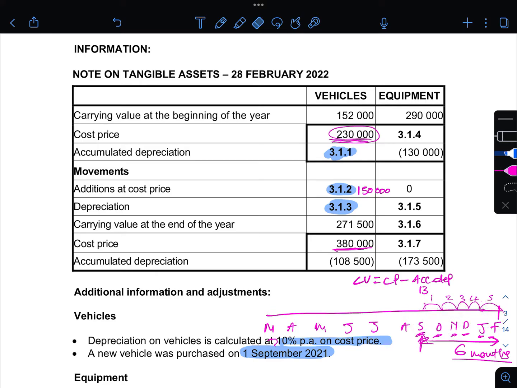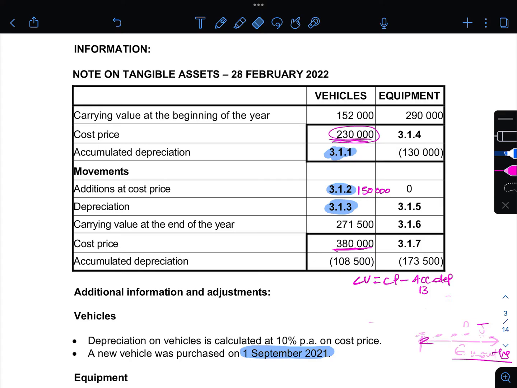Okay, let me just simply remove all of this, so that we can continue working on a clean space. So it's 130,000 here, accumulated depreciation. Your cost price we don't know, but your carrying value you're given, 290,000. All right. So let's just get that number nice and clearly.